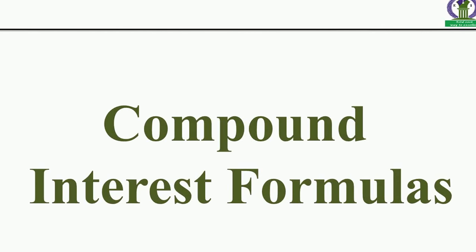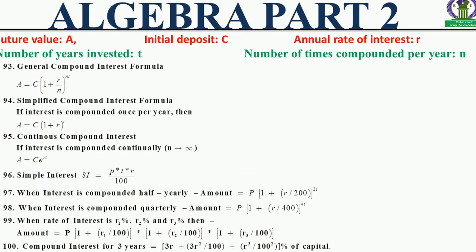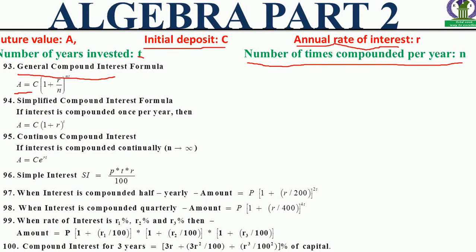Finally, we have the compound interest formula, which is very important. For future value we take A, initial deposit C, annual interest rate R, number of years invested T, meaning total time period, and n the number of times compounded per year. The general compound interest formula is A equals C bracket 1 plus R by n to the power n into T. The 94th formula is the simplified compound interest formula.